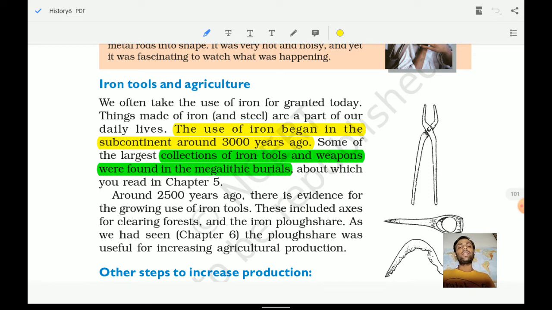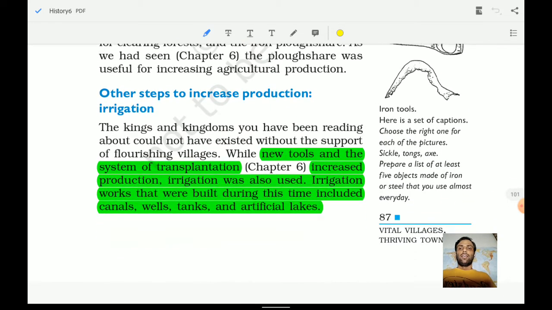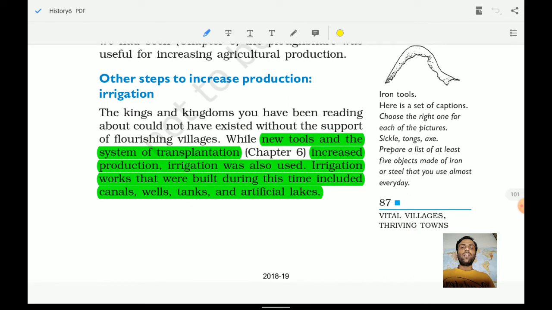So that plays an important role in the development of not only villages but it also paved the path for big cities and big kingdoms, right? And as it states, iron began to be used somewhere around 3000 years ago. So what were the other steps which increased production, right?